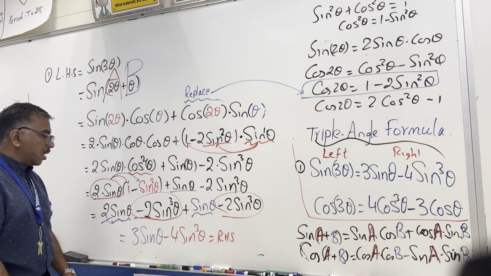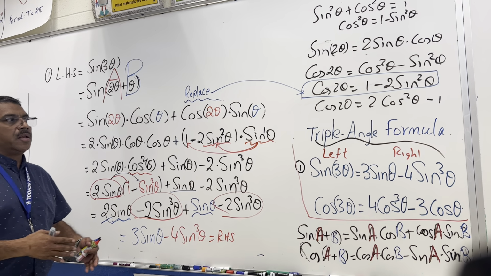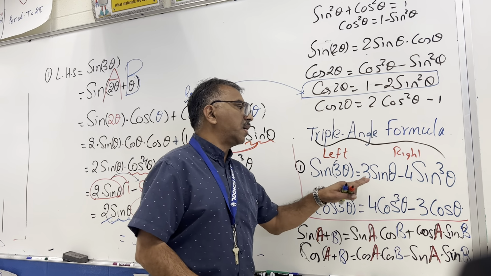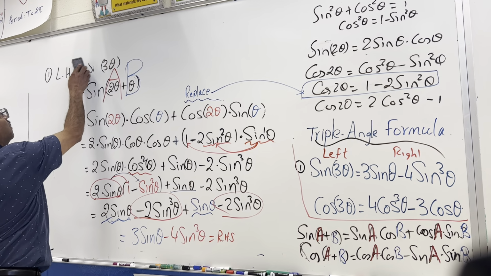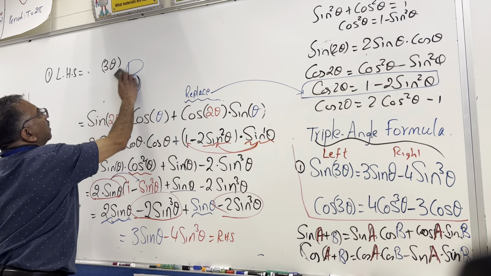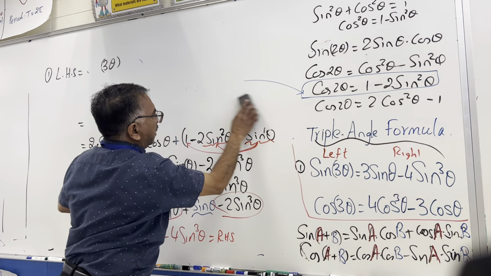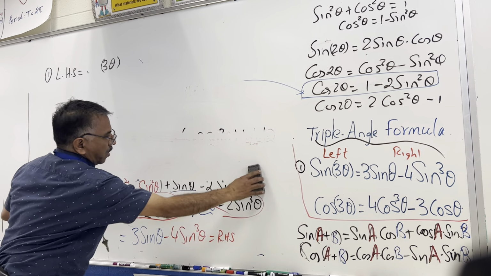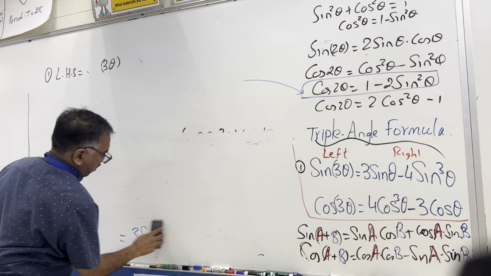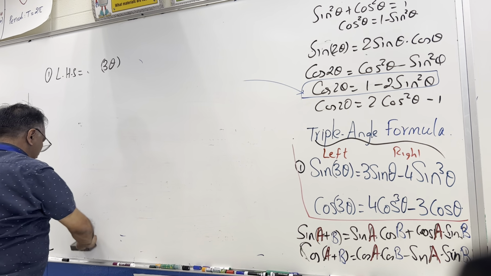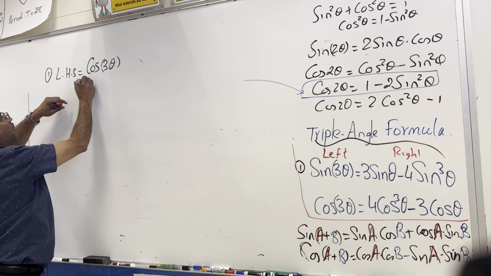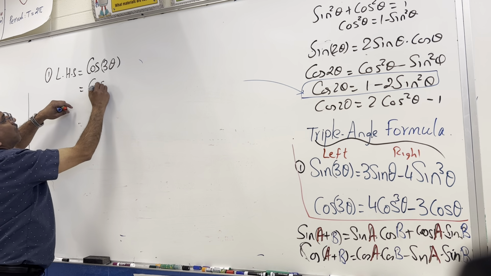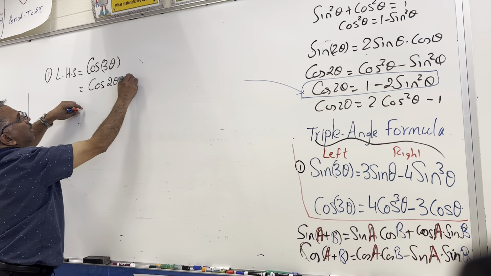Hope that helps. So the goal is we need to know that sine 3 theta is 3 sine theta minus 4 sine cube theta. So let's do the second question. What is cosine 3 theta? So we do the same thing. If this is cosine theta, so first step is you write cosine of 2 theta plus theta.